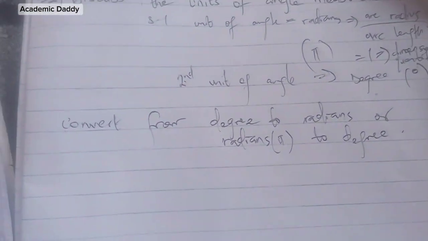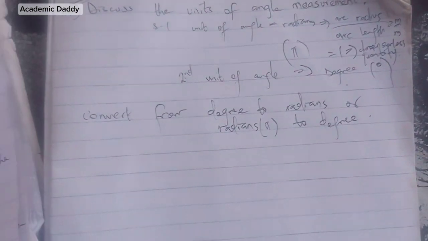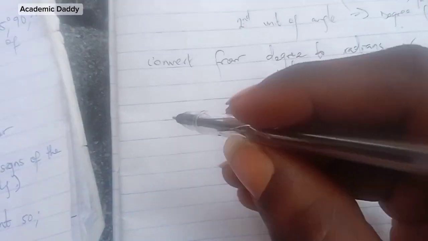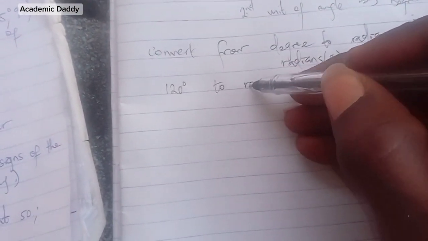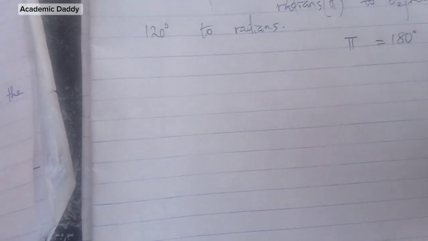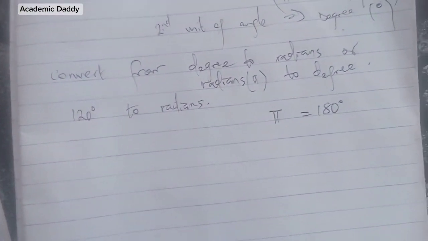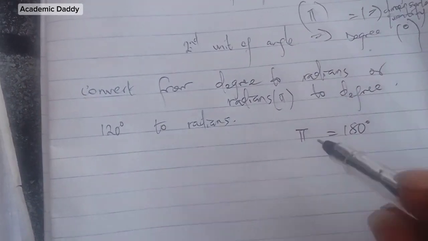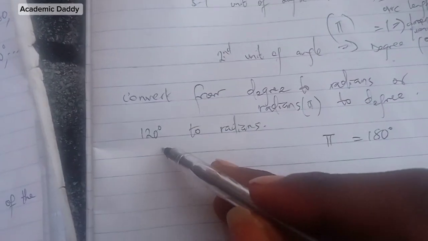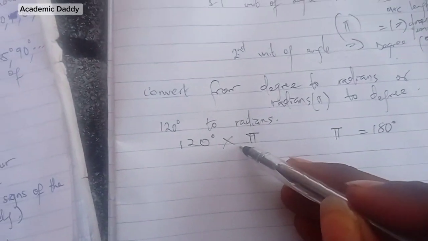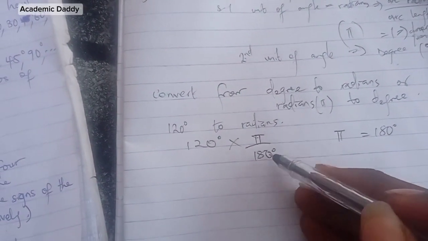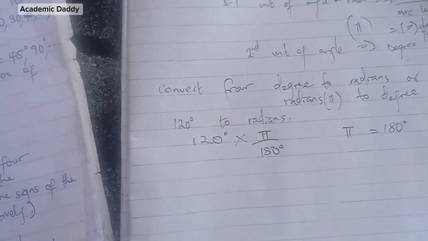So the shortcut, the simple formula I normally give my students is this. If, for example, I have 120 degrees and I need to convert it to radians, all I need to do is to say pi is equal to 180 degrees. We'll prove it very soon. So when I'm given something in degrees, I'll put degrees where it will cancel degrees. So I'll say 120 degrees times pi over 180 degrees. I put this 180 degrees so that it will be able to cancel.